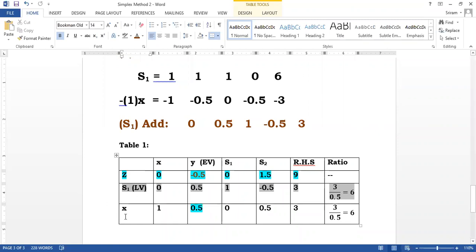But here, why are we not selecting x? Because we already found the value of x. Now we are going to remove the newly added variable S1.